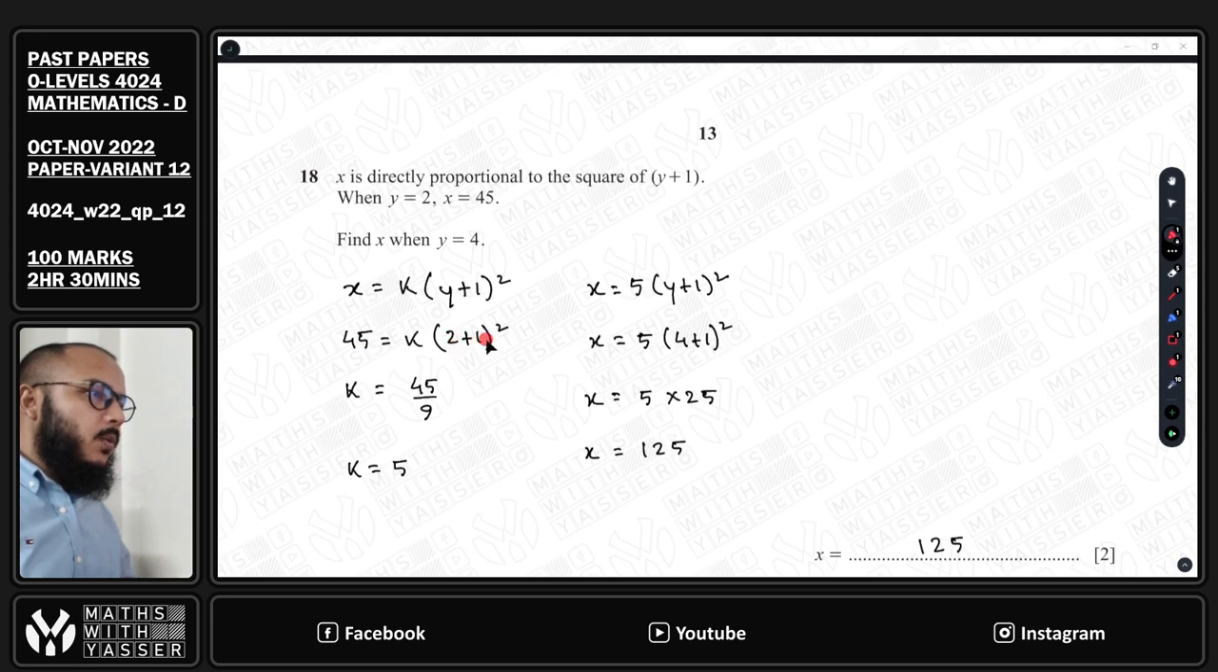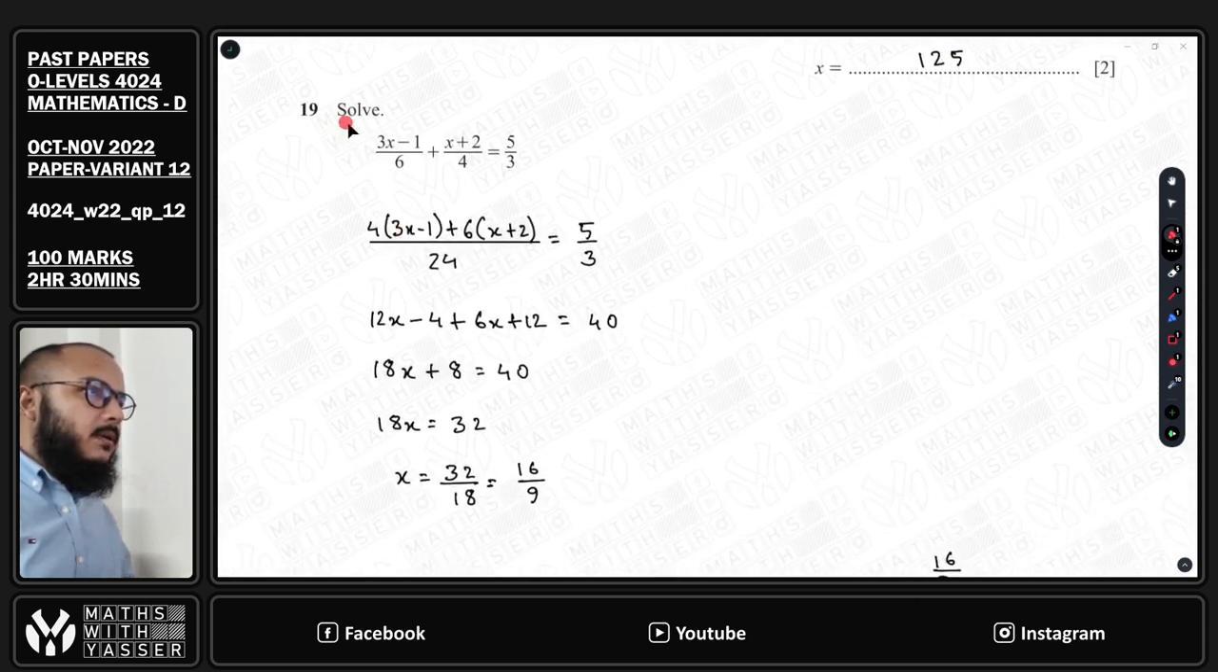So 2 plus 1 whole square will be 9, so 9k will be equal to 45. That means k will be equal to 45 over 9, which is 5. So now the equation can be written as x is equal to 5 times y plus 1 whole squared. So now we can find the value of x when y is equal to 4. So x will be equal to 5 times 4 plus 1 whole squared. So 4 plus 1 is 5, 5 squared is 25. So 5 times 25 is 125, and that is the value of x.